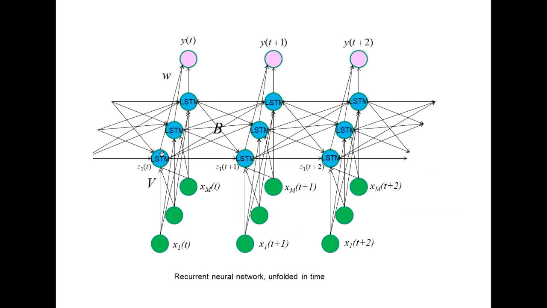So this is my point here. You simply replace these latent nodes here by a whole LSTM, which has a lot of internal nodes itself. But that's the way to look at them.